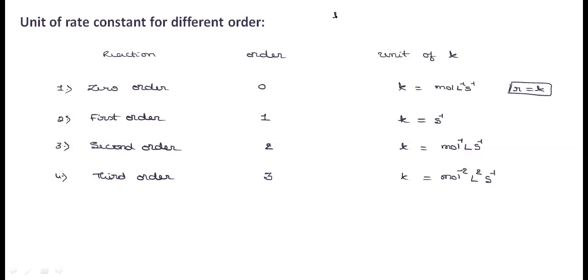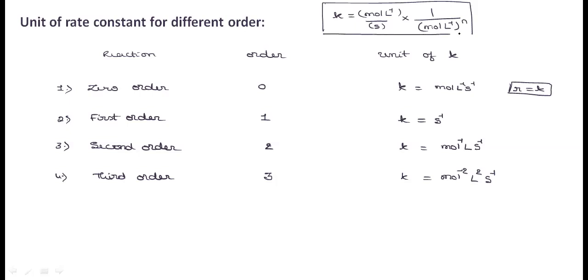So again, I'm mentioning the general expression to remember. K will be equal to mole per liter divided by second, into 1 divided by concentration of reactant, again mole per liter, with the order n. So if you remember this expression, the unit of K for any given order you will be able to write very clearly. Don't get confused. So practice this.